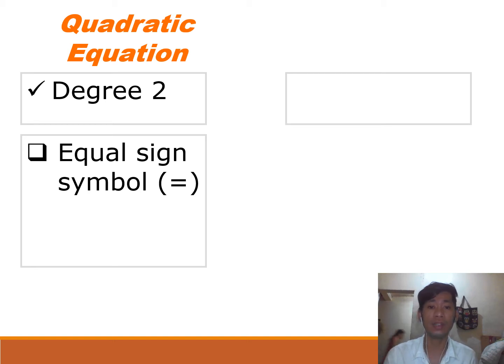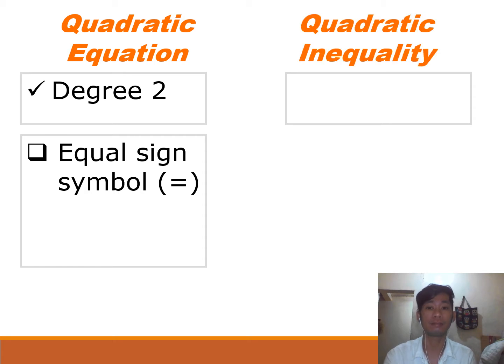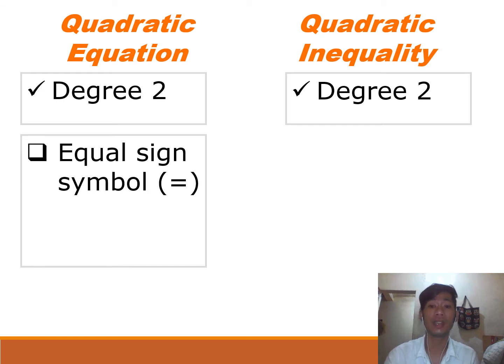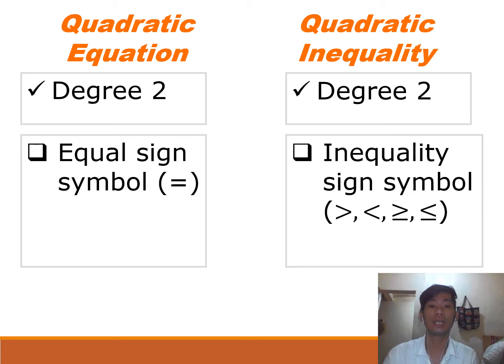How does quadratic equation differ from quadratic inequality? First, let us have their similarities. Quadratic equation is somewhat similar to quadratic inequality in that both have the same degree 2, or the highest exponent is 2. In terms of their differentiation, quadratic equation differs from quadratic inequality because of its sign. Quadratic equation uses equal sign symbol, while quadratic inequality uses inequality sign symbols like is greater than, is less than, is greater than or equal to, is less than or equal to.